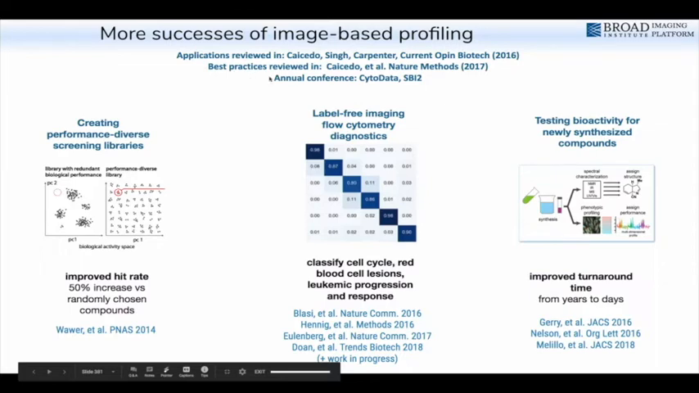There's a conference, Cytodata, specifically for image-based profiling, and SBI2 for more of the image-based screening community to get together. And I'm just showing a few more examples here.